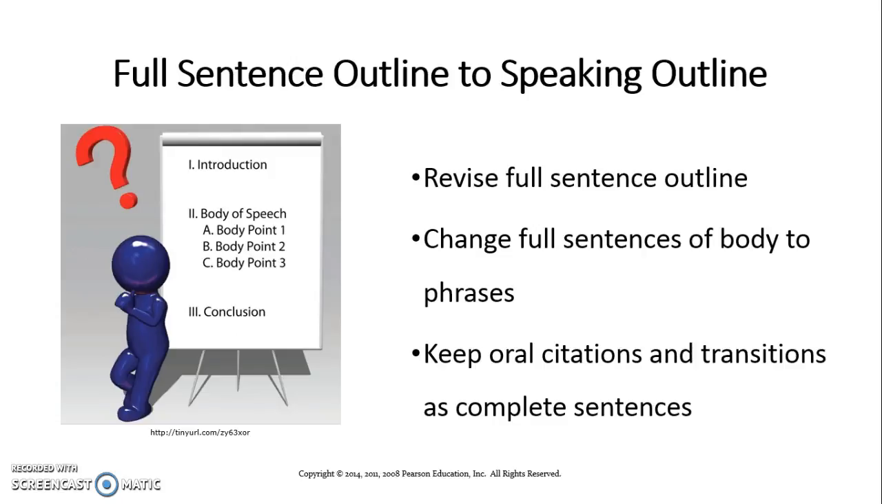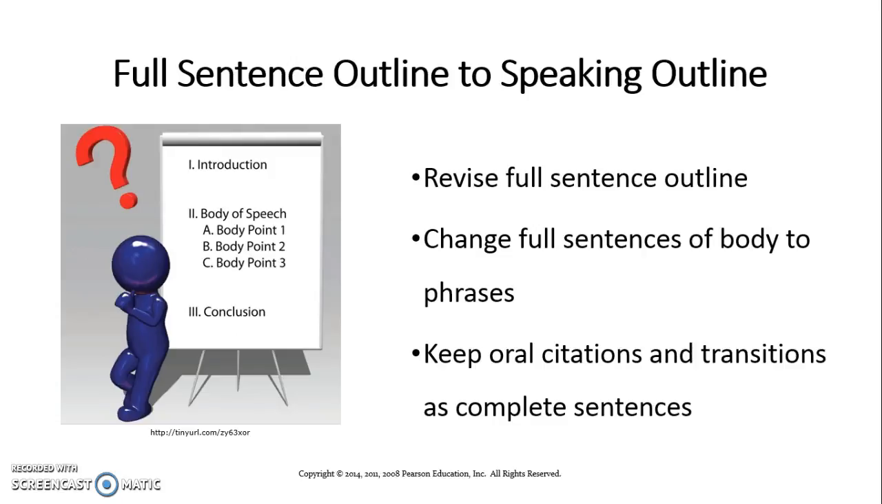Then go in and change all your full sentences of the body, those main points, those subpoints, to phrases. Yes, just like in the example before. Take that full sentence and make it a phrase that still helps you understand what the main point is about or what the subpoint is about, but doesn't make you so reliant on looking down at your notes.